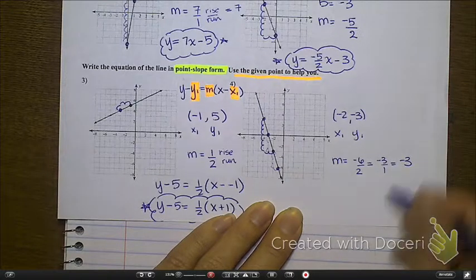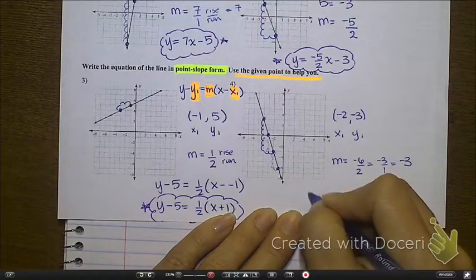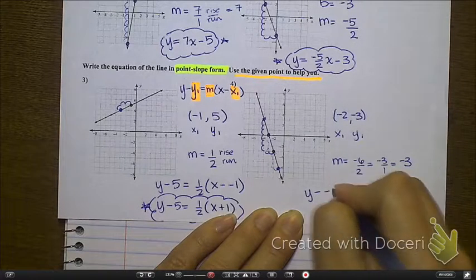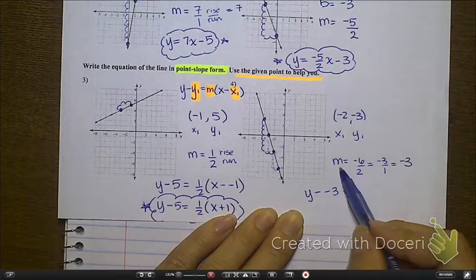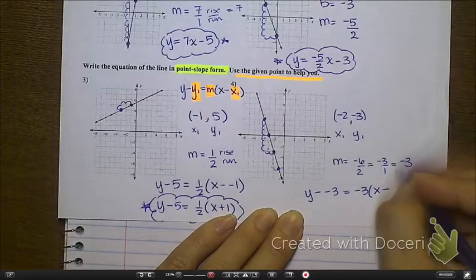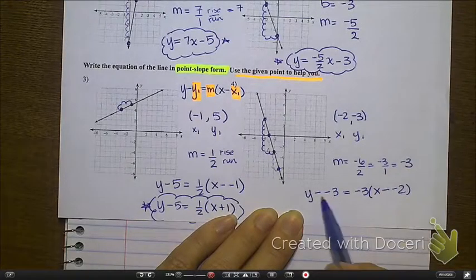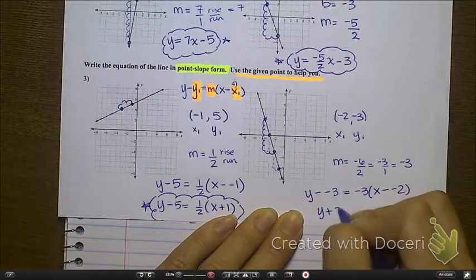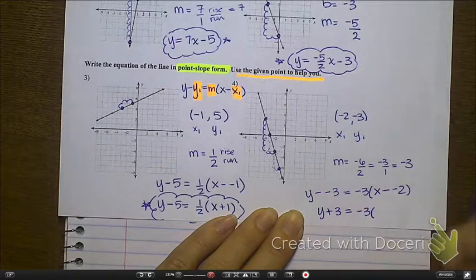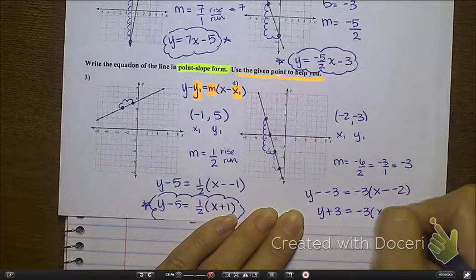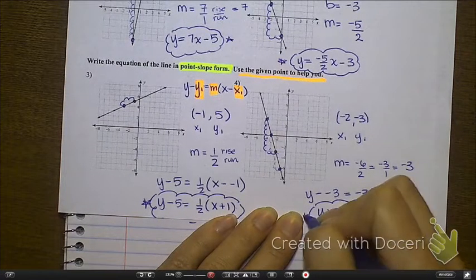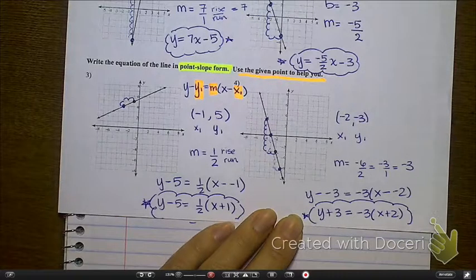All right. So from there, let's look at your final equation. y minus, what was y1? -3 equals m. What's m? -3 times x minus. Now, do I want this? No. So what is my final answer? y plus 3 equals -3 times what? x plus 2. Okay? This is your final. Who got that final correct? Just curious. All right. Good job.